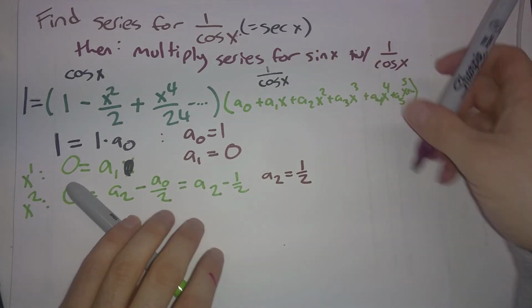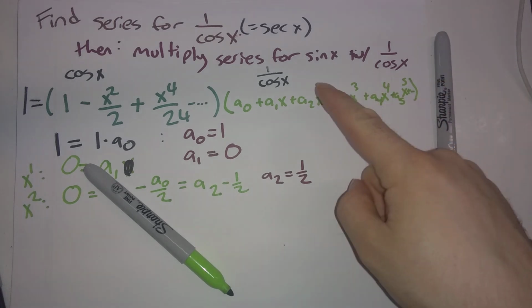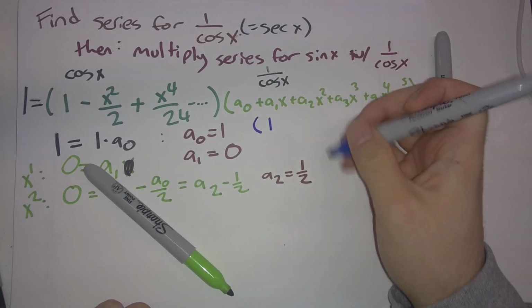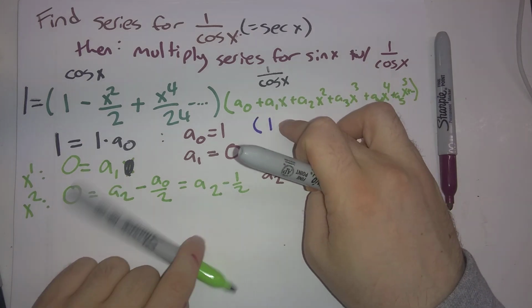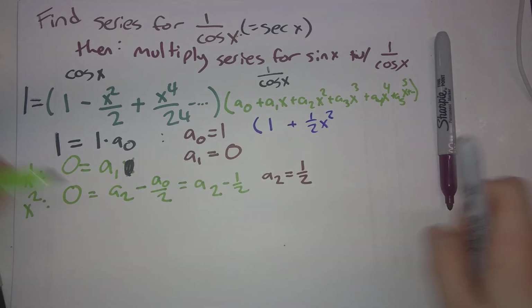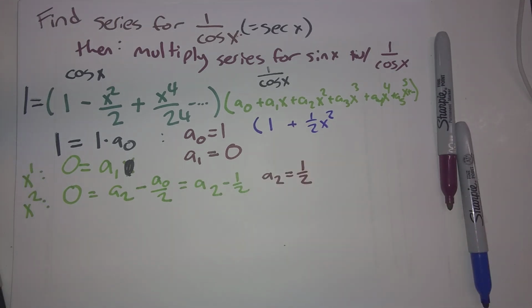So far we know our series. We can be more particular here. It's going to start off 1 plus 0x plus 1 half x squared. We've got the first several terms of the series.